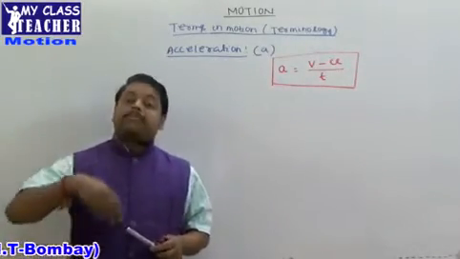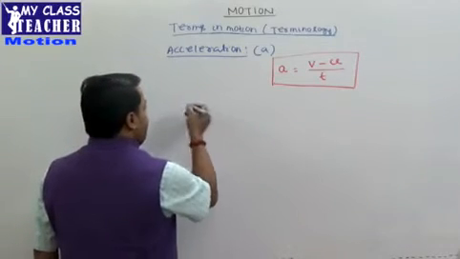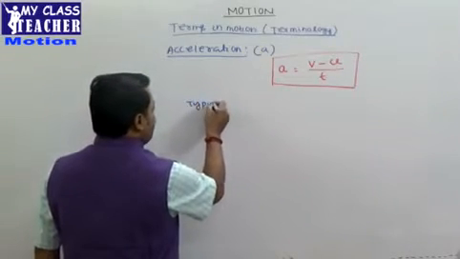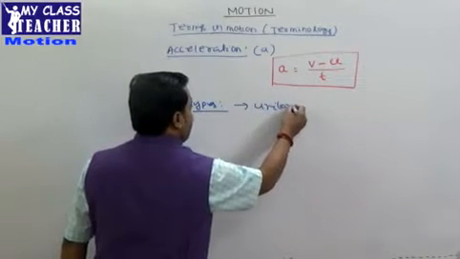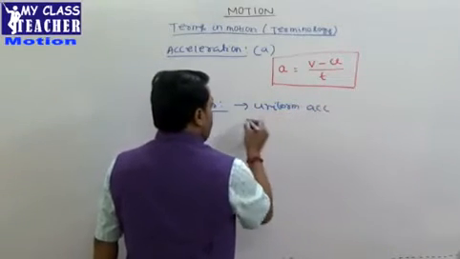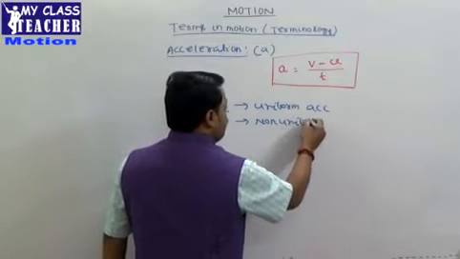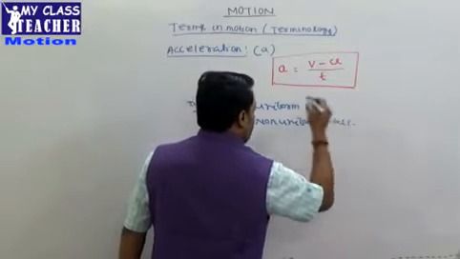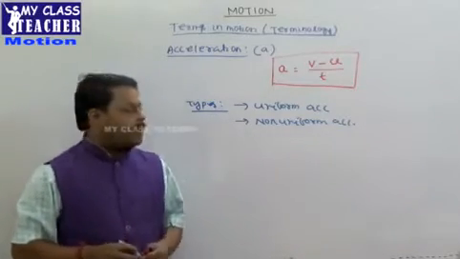Next आगे लिखो. Types of acceleration. Acceleration can be of two types. One is a uniform acceleration, and the second one is a non-uniform acceleration.